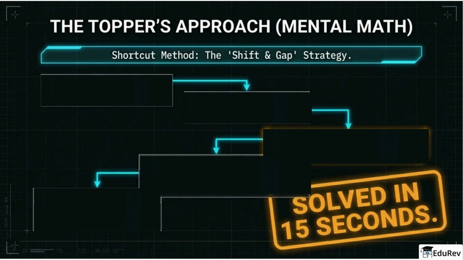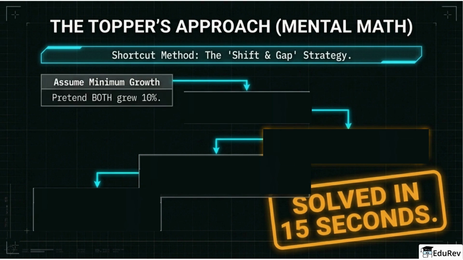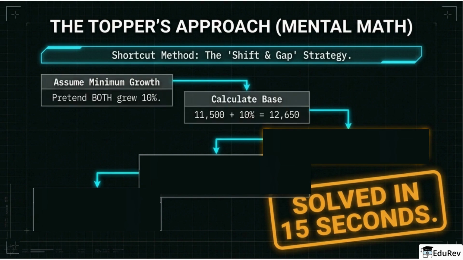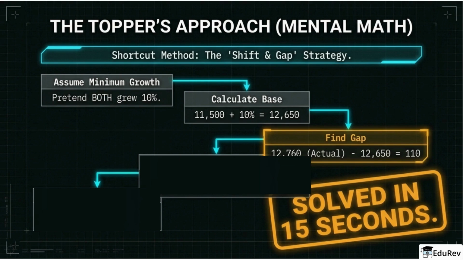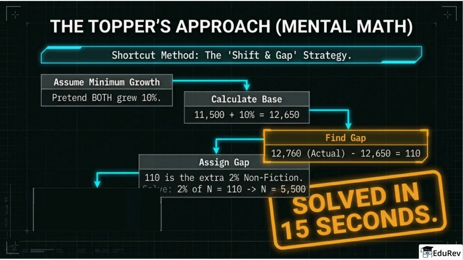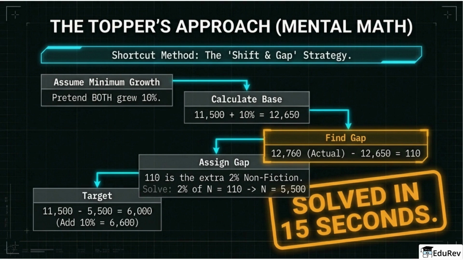The topper's approach shows why pattern thinking wins. Instead of solving everything from scratch, you assume the minimum growth first, calculate the base, find the gap from the actual total, and then assign that gap to the extra non-fiction growth. That gives the fiction count immediately. This is exactly the kind of mental restructuring that separates average solving from high-speed solving. When the relationship is clean, the shortcut is often faster than the full method by a huge margin.